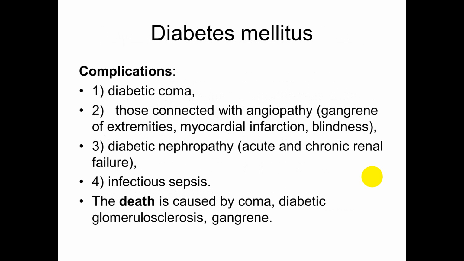Also, by diabetes mellitus very often develop the following complications. First, diabetic coma. Second, those connected with angiopathy: gangrene of extremities, myocardial infarction, bleeding, and others. Third, diabetic nephropathy, acute and chronic renal failure. Fourth, infection and sepsis. The death is caused by coma, diabetic glomerulosclerosis, gangrene.